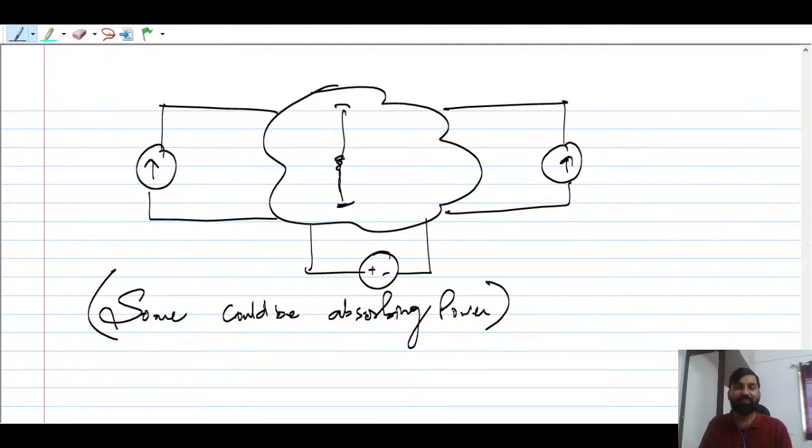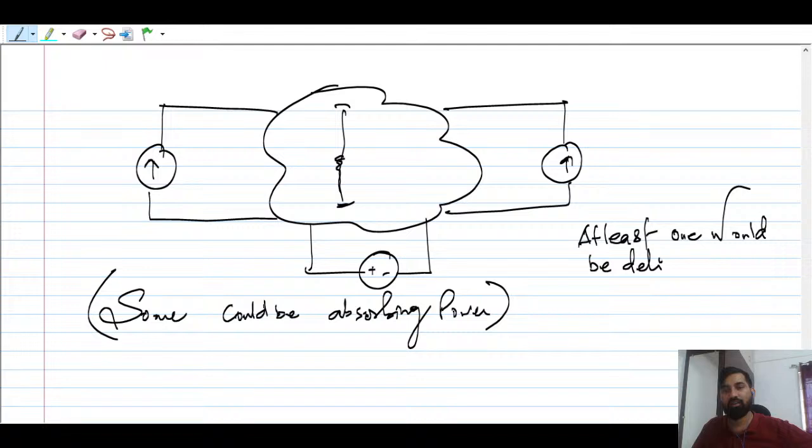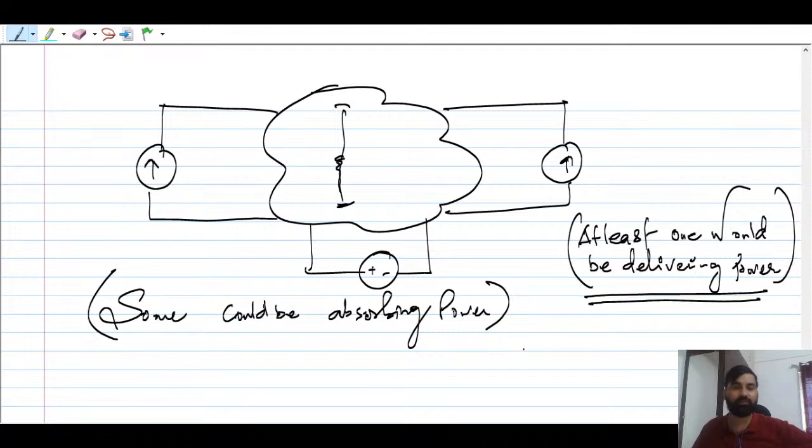So what will happen? Understand? I think this is clear. So at least remember, at least one would be delivering power. This is common sense. At least one would be delivering power. Sometimes you can solve a question with common sense also.